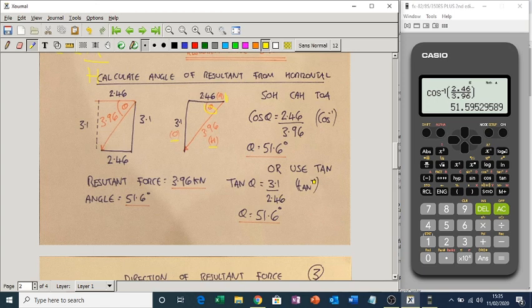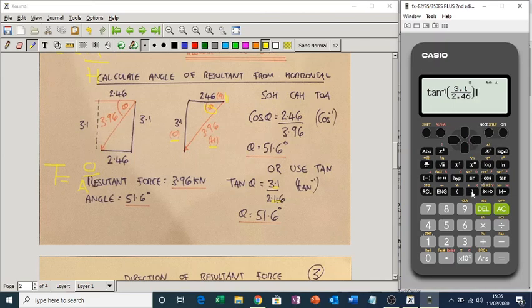You can use tan, because we can. You can use sine as well if you want to, but if you want to use tan, tan is going to be opposite over adjacent. So there's my opposite and there's my adjacent, opposite over adjacent. Don't forget you've got inverse tan as well. So same thing as before, inverse tan, 3.1 divided by 2.46.